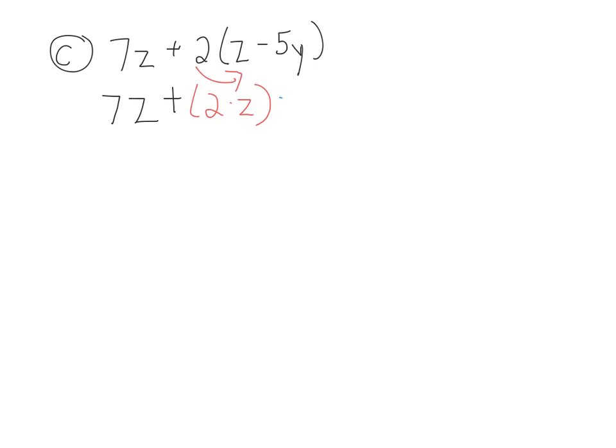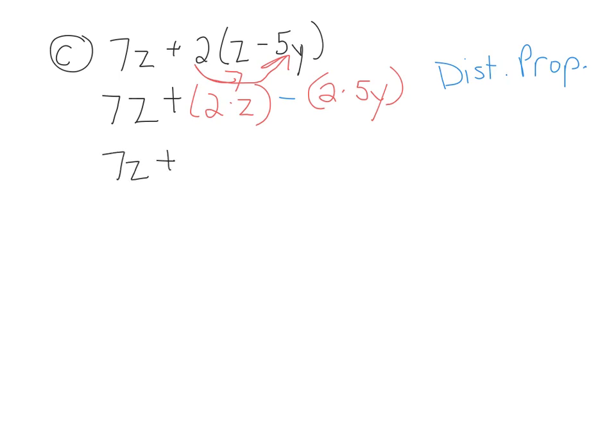And then be careful, watch your signs. This is a subtraction one. And then to distribute 2 times the second term, which is 5y. So 2 times 5y, and that is, again, because of the distributive property. So we're just naming our steps along the way for right now to make sure that we know what we're doing. And then when we go to continue combining them, when I start to simplify, I've got 7z plus 2z minus 10y, because 2 times 5y is the same thing as 10y's altogether.